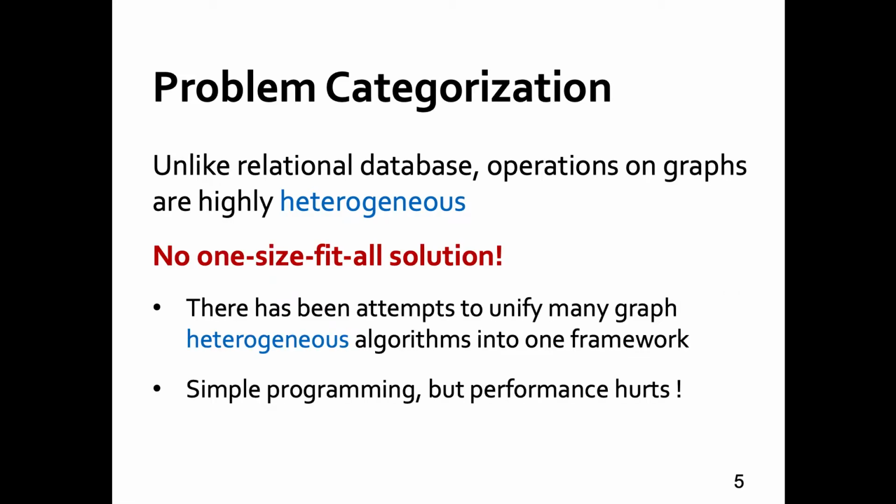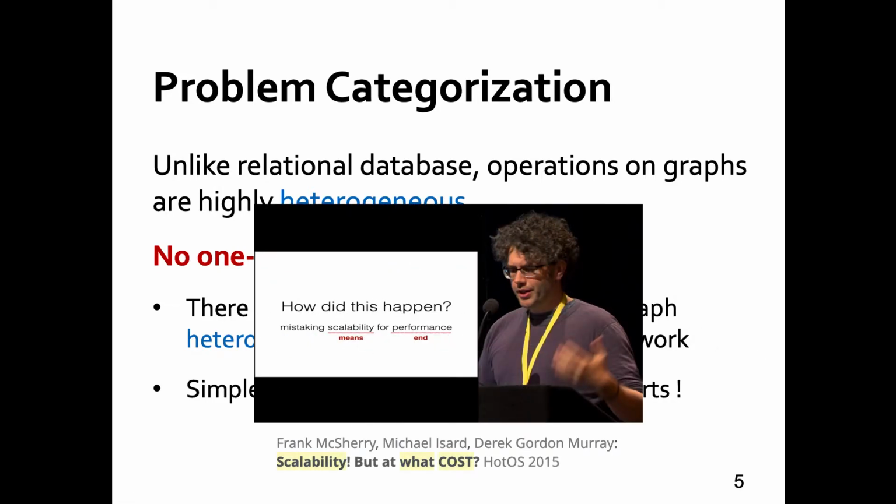In the domain of parallel programming frameworks, there have also been attempts to unify many different graph algorithms under one framework. These frameworks often adopt a simple programming model that is more flexible and general, but the performance really hurts, since the problem-specific optimizations cannot be utilized. A researcher, Frank McSherry, has actually written a workshop paper in HotOS to criticize the performance suffering of existing graph parallel frameworks.